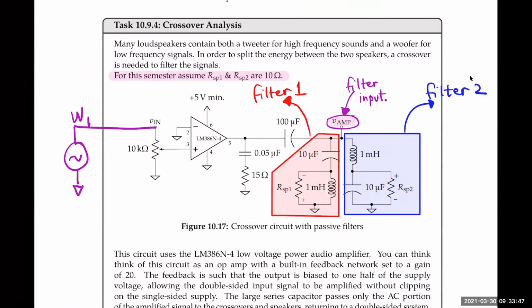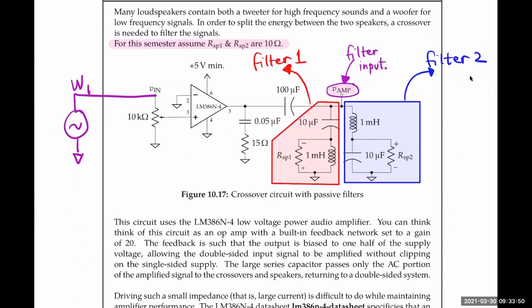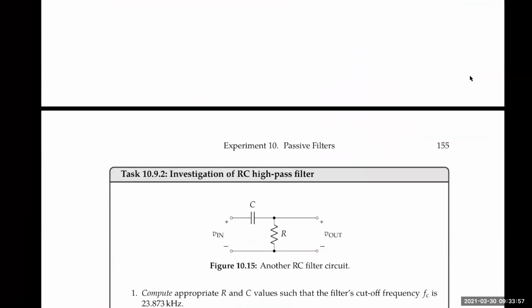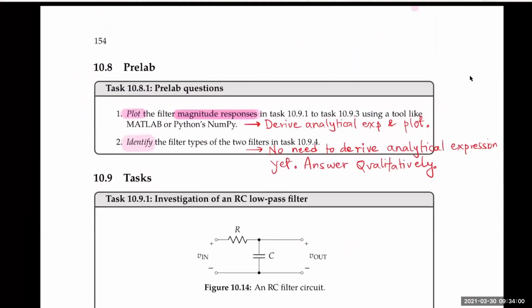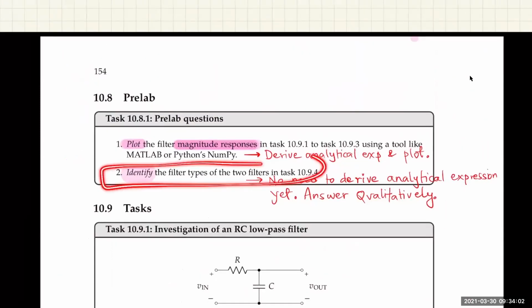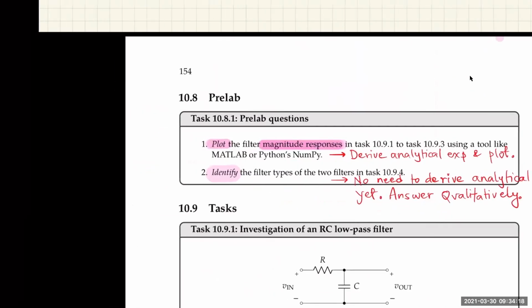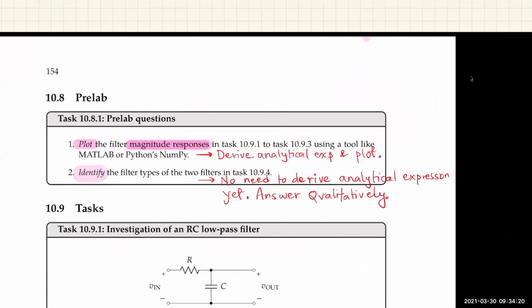So you will do the more analytical version of trying to find the transfer function for each of these filters later in the lab. But for the pre-lab question, you can just answer the question qualitatively based on your understanding of the impedances of capacitors and inductors as a function of frequency, right? So you don't need to derive the full analytical expression for the gains of these filters. Just answer this question qualitatively.